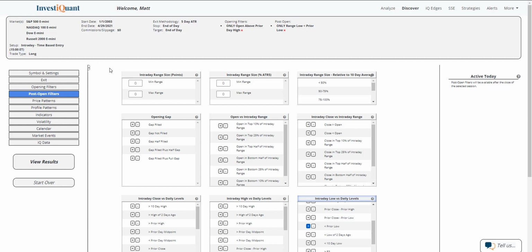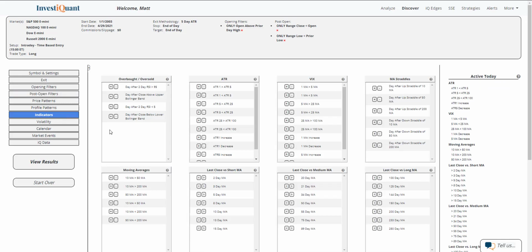And then I'm going to say that the price at 3 p.m. is below the open of the regular trading hours. So that's in this category here, intraday close versus intraday range. I'm going to hit equals next to close under open. That means the 3 p.m. price is less than the 9:30 a.m. price. Next, I'm going to go into the indicator section, say that we are in a bull market by putting us above a 10 and 200-day simple moving average, and now I can hit view results.